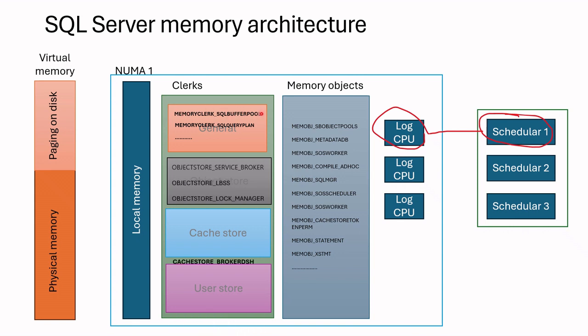Next one is object store. Object store is a simple pool. It is used to cache homogeneous data. Sample object stores include object store service broker, object store LBSS, object store schema manager, and others. Cache store and user stores are just actual caches which have their own clerks and reserved memory, okay? I'm not going to dive deeper into this. If you want a detailed description of each clerk, you can refer to the Microsoft documentation, which is available online. Each of these clerks has reserved memory in virtual memory.